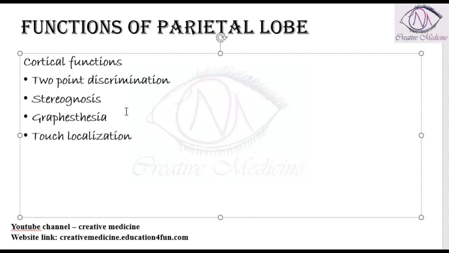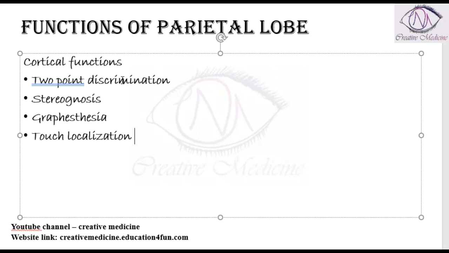So these are the cortical functions. 2 point discrimination is being able to differentiate 2 points. This can be done with an instrument like a compass. You put the 2 points of the compass together on the patient's hand or different parts of the body, and the minimum distance that the patient can recognize is the 2 point discrimination.